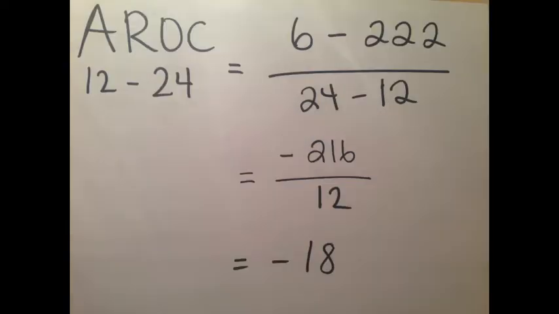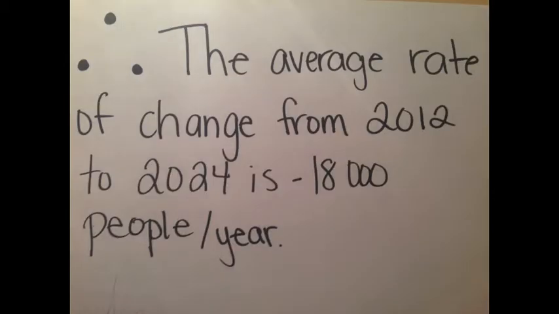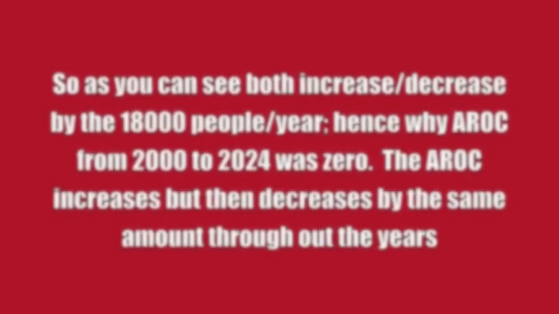Now that we have solved for P12 and got a solution of 222, we can take our P12 value and P24 value and plug them back into our AROC equation to solve for AROC of 12 to 24. Now that we have plugged in our values, we can solve for AROC 2012 to 2024. We should have gotten a solution of negative 18. Again, don't forget that the population is in thousands, so it is negative 18,000 rather than negative 18.